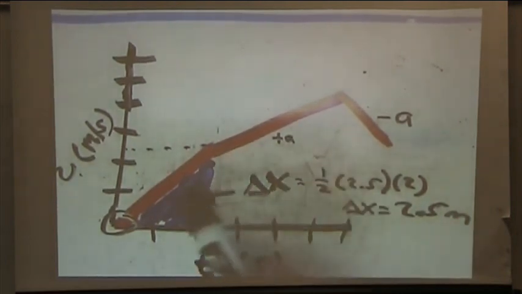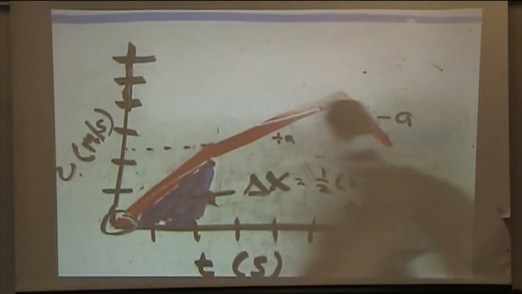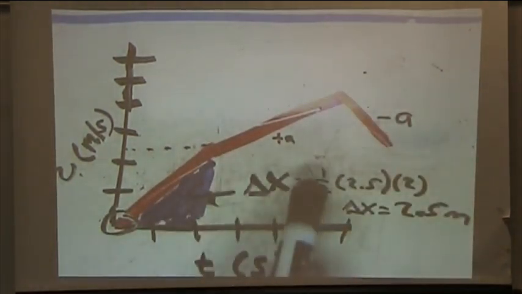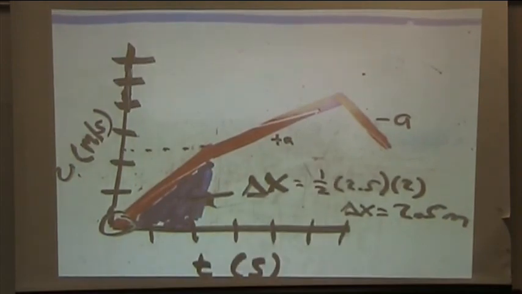And so here we've used the slope to decide what's happening to the acceleration. We use the area underneath the graph to decide what's happening to the displacement.